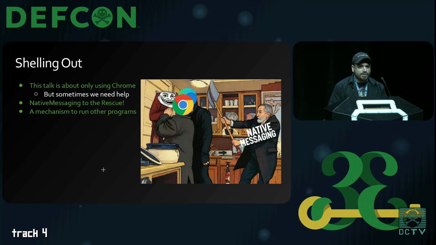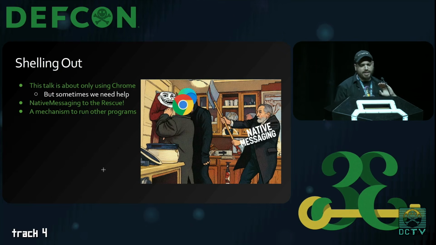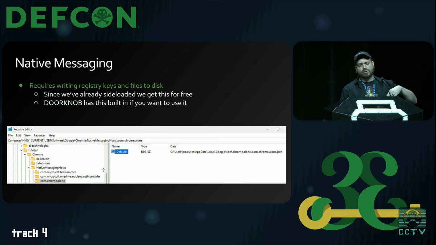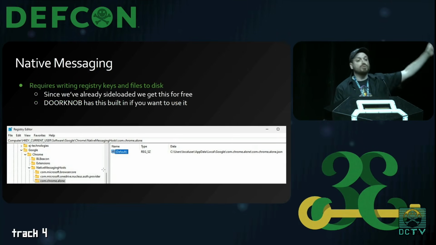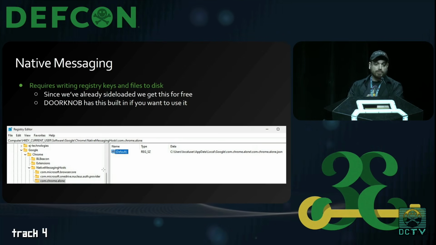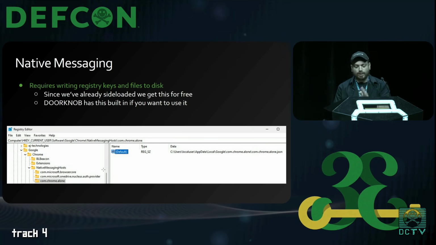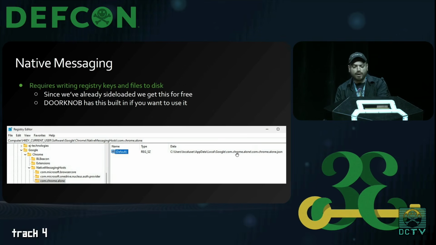And native messaging, in a nutshell, is pretty much just a way to tell Chrome, hey, when I invoke this JavaScript piece, I want you to run an executable on disk. And normally, you need to install a registry key and have a file on disk, and that registry key points to a JSON file. But because we're sideloading, all of this is handled. So once again, Doorknob, the sideloader piece, will just be able to install all of this for you. So you'll have a registry key, or on macOS, it's a file on disk that points to a JSON file.